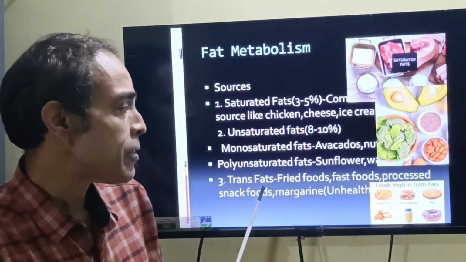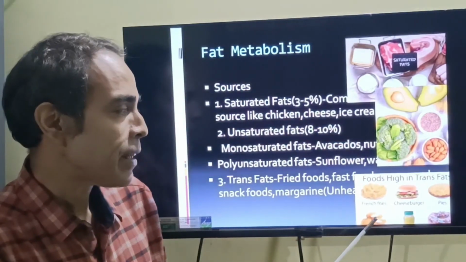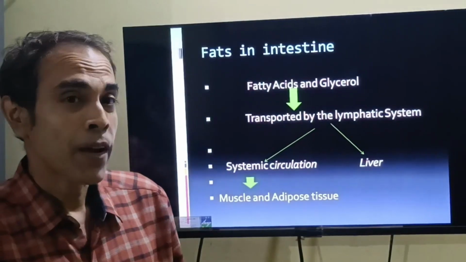And the last fats are the trans fats. These are absolutely unhealthy fats. These are fried foods, fast food, which should never be taken in excess. So what happens to the fats in the intestine?